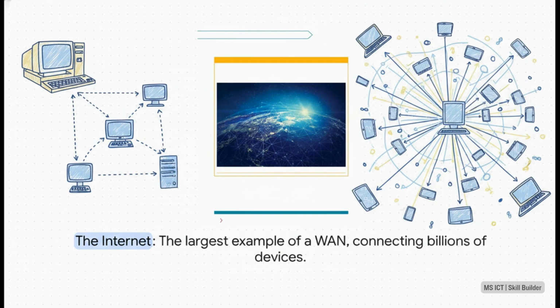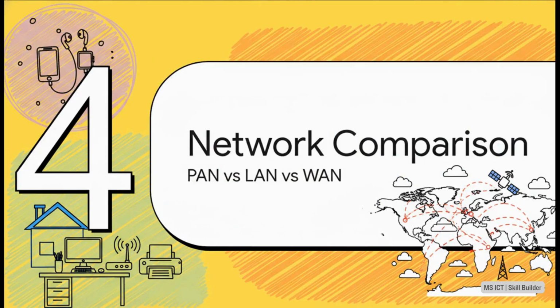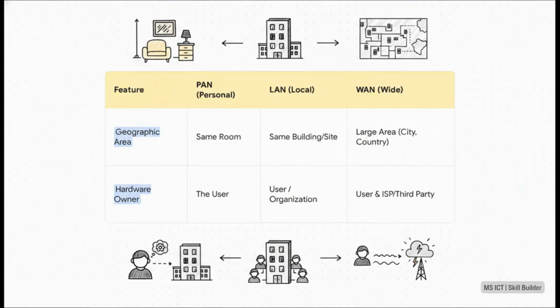Okay, we have covered a lot of ground, moving all the way from your personal space to the entire planet. So let's put these 3 network types side by side to make the differences crystal clear. You know, when you put them all together like this, a really simple pattern just jumps out. Geographically, we just keep scaling up, from a single room to a whole building, and finally to a city or a country. And ownership follows that exact same path, from you owning everything yourself to sharing it with an organization, and finally to relying on a third-party ISP to handle all those long-distance connections.